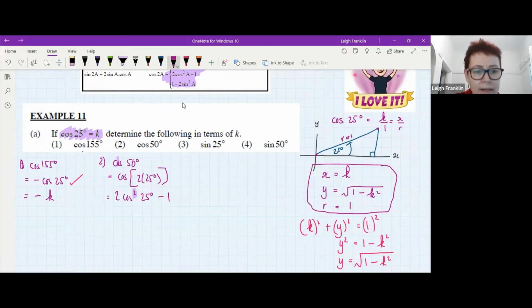Now I can go ahead and substitute in. So I'm going to put in the 2. Cos 25 is k. So when I square it, k needs to be squared. And then I'm going to bring down my minus 1 just like that. So here, the mark would be on this line. There's always going to be a mark for using the identity. And then there's a mark for writing your answer in terms of k.